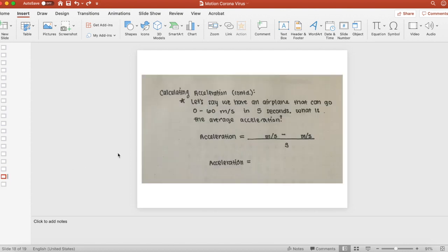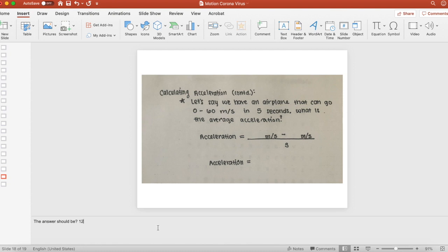Whoops. Sorry. So again, let me say that. Your answer should be 12 meters per second squared. And I want you to put that in here. 12 meters per second squared.